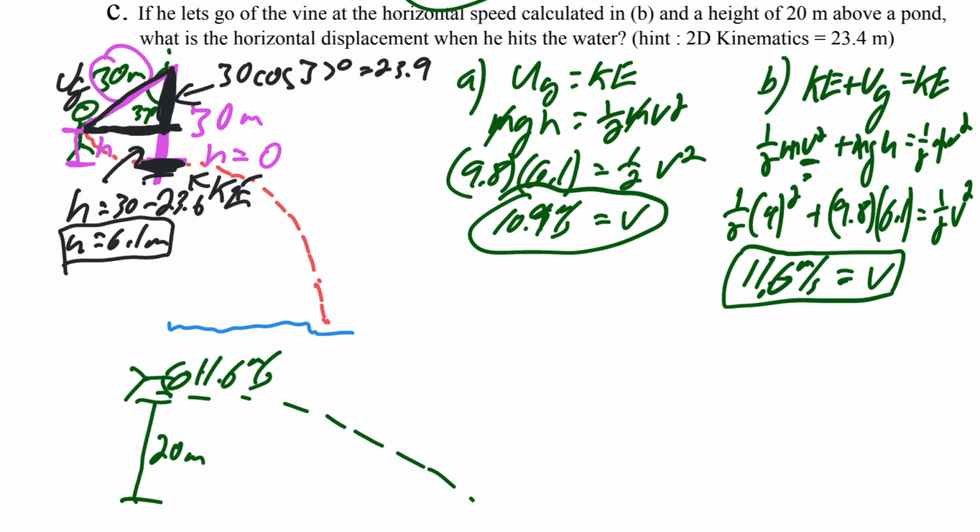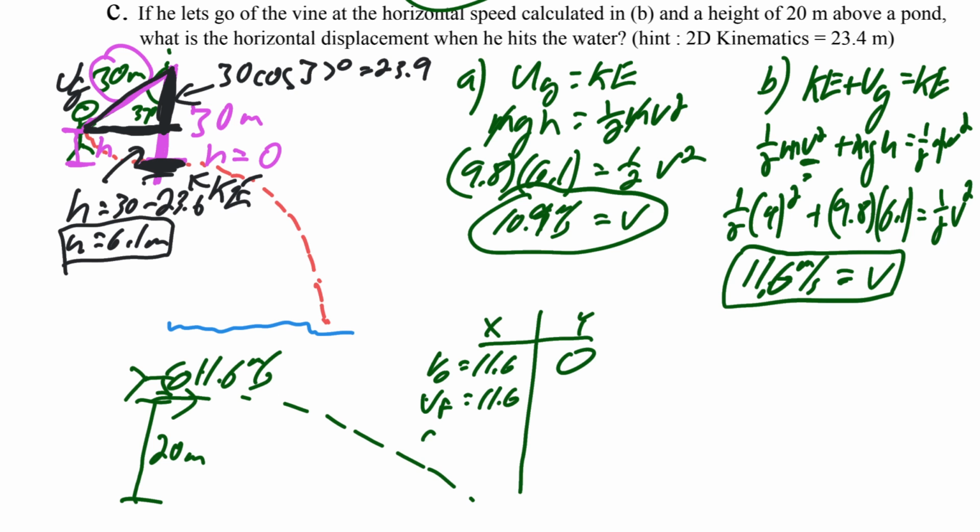Just recall, we're going to break down our variables into two components, x and y. We have our v initial in the x direction is 11.6. In the y direction it's 0. We assume it's perfectly horizontal. He lets go at the bottom of the vine. V final is unknown. Actually, it's 11.6 for x, because remember, the acceleration is going to be 0. But in the y direction, we don't know that. We do know the y acceleration is just gravity, negative 9.8.